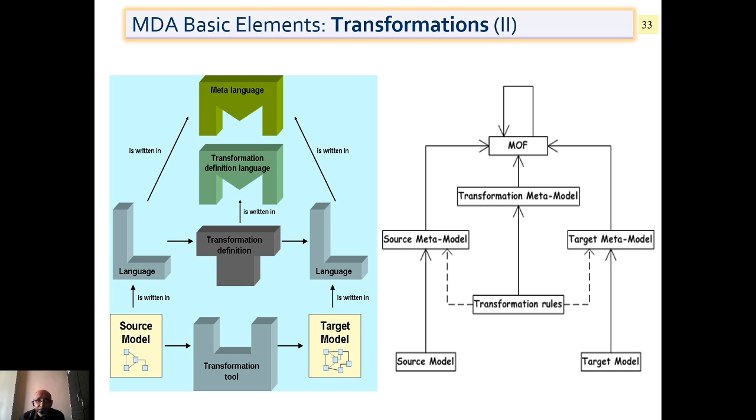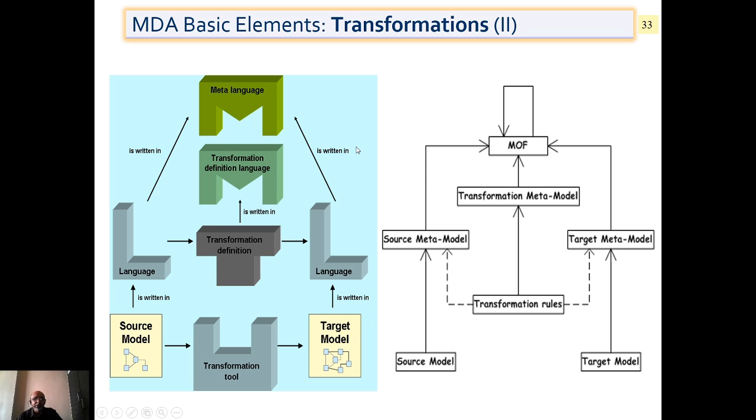So here our previous diagram will come: source model, transformation tool, target model with transformation definition. But this transformation definition has to match the language of the source model and the language of the target model. And this has been written with the transformation definition language, or TDL. And both of these languages follow a meta language, right?